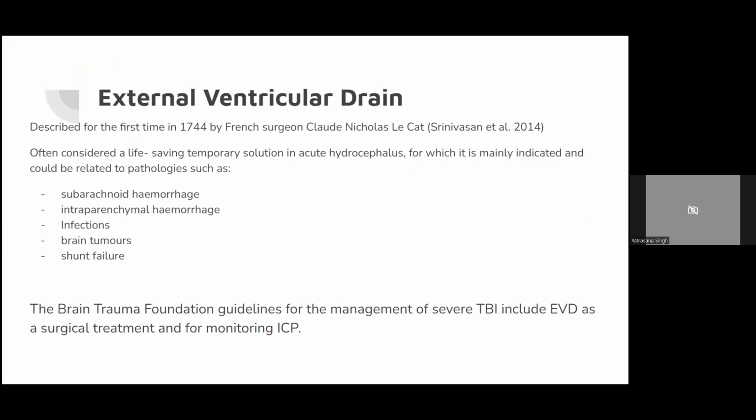It is often considered a life-saving temporary solution for instances of acute hydrocephalus, of which some pathologies include subarachnoid hemorrhage, intraparenchymal hemorrhage, infections, brain tumors, and shunt failure causing hydrocephalus. Of note, the Brain Trauma Foundation guidelines for the management of severe traumatic brain injury recognized that the external ventricular drain is a surgical treatment and for monitoring intracranial pressure.